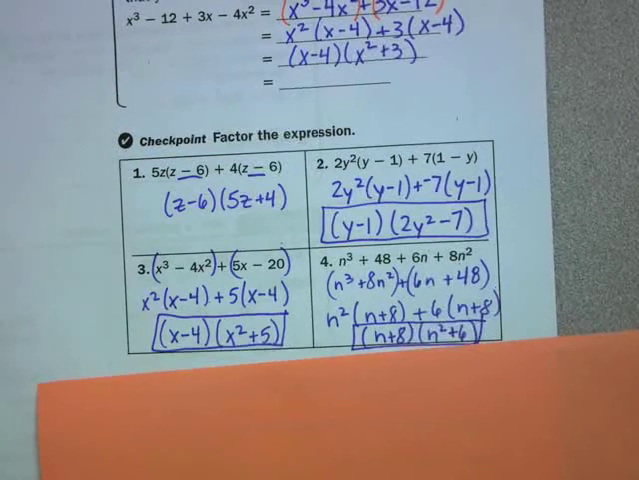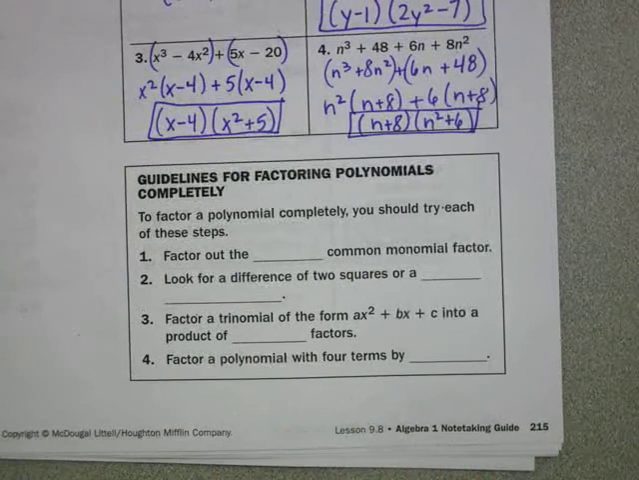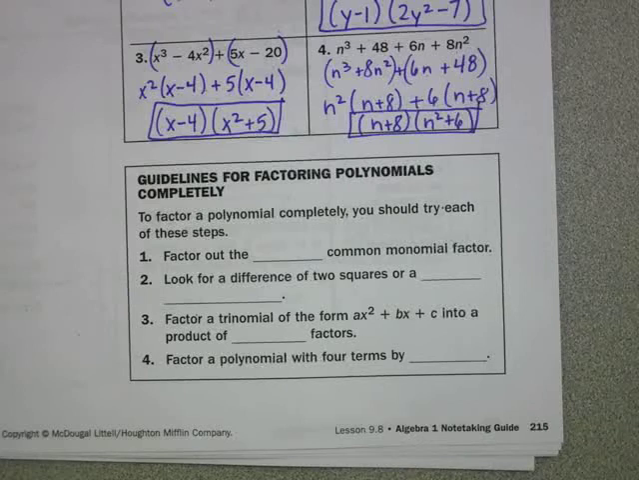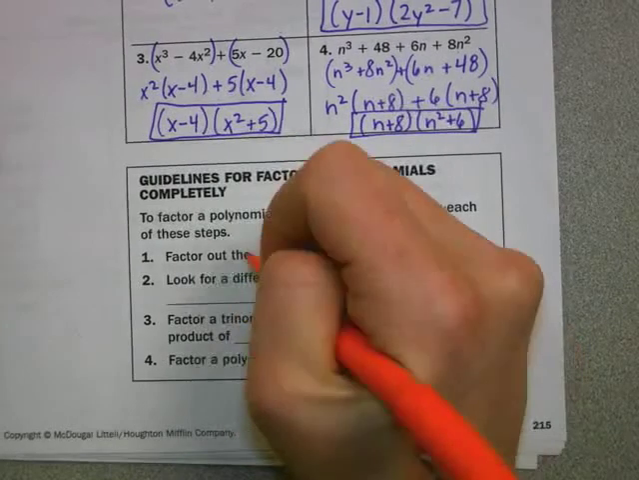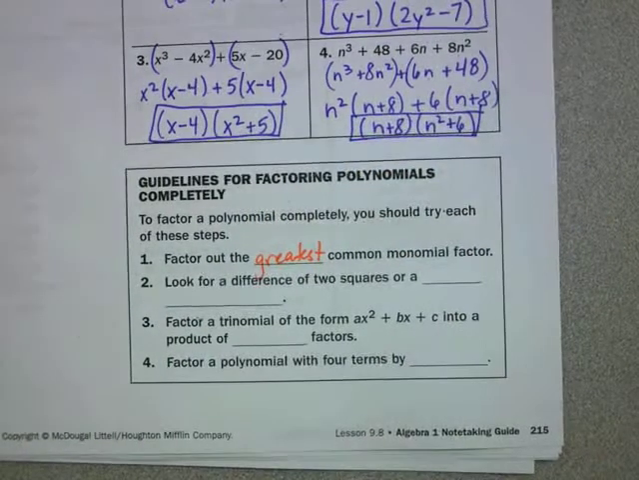All right, see Mrs. Wyman if you're having trouble with that. Otherwise, carry on here to the guidelines for factoring polynomials completely. We haven't gotten to the completely part, and that's what we're going to do now. So step 1, when we're factoring polynomials completely, you should factor out the greatest common monomial factor. We've been doing that.